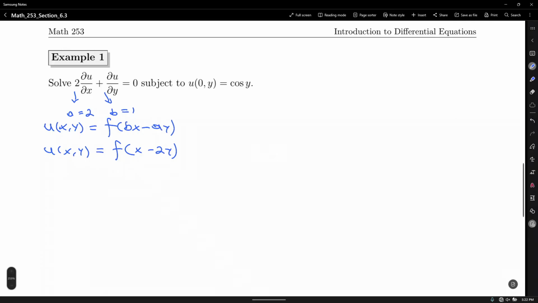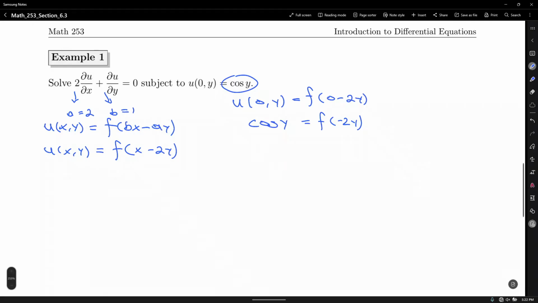We want the particular solution subject to that condition, u of 0, y. Okay, let's apply that. So with u of 0, y, what does that mean? Replace x with 0 in this generic function, that is f of 0 minus 2y. Okay, and what do we do? Substitute this in. Isn't that equal to simply f of negative 2y? And guys, what is u of 0, y equal to? Isn't that equal to cosine y? So we're almost there getting the particular solution.